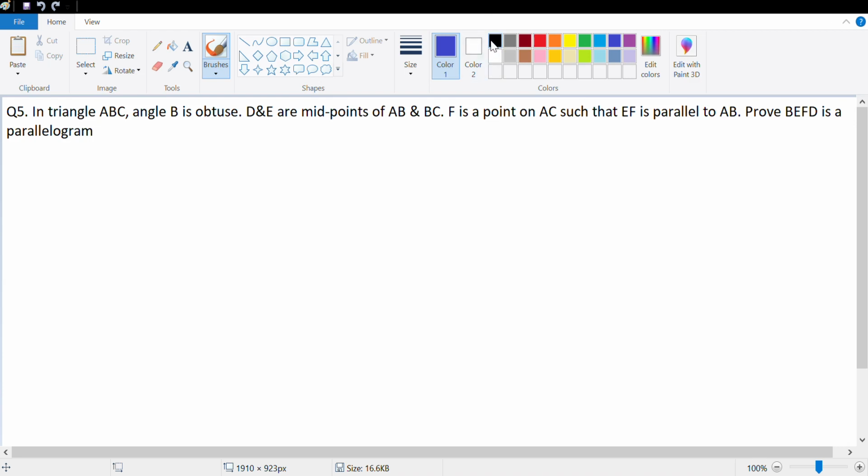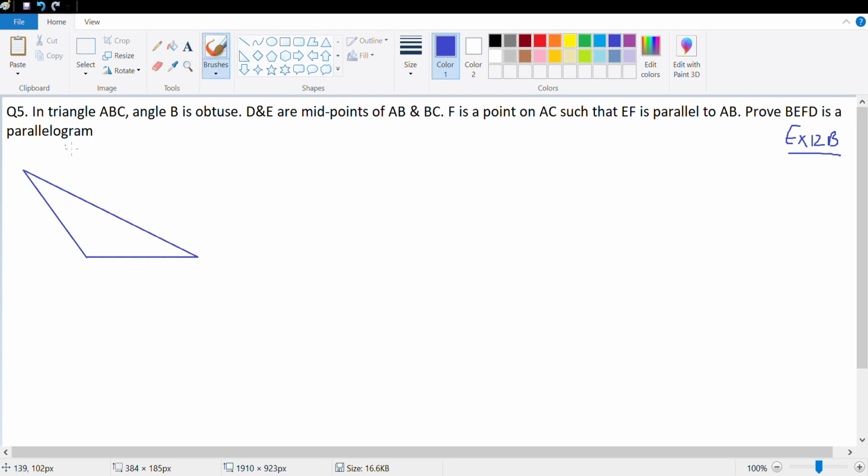Let's look at this. This is exercise 12b and we are on question number 5. It says in triangle ABC, angle B is obtuse. D and E are midpoints of AB and AC. F is... okay, so let me just draw a rough diagram. So this is B, angle B is obtuse and D and E are midpoints. So let's just draw this.